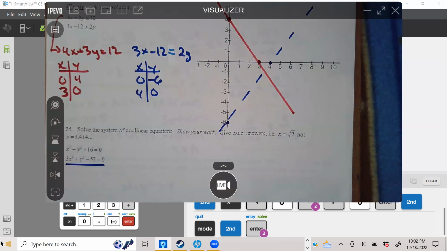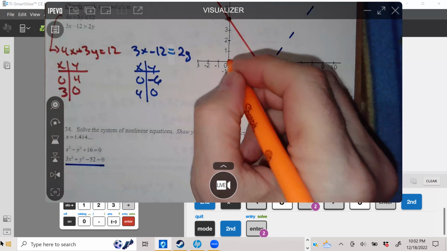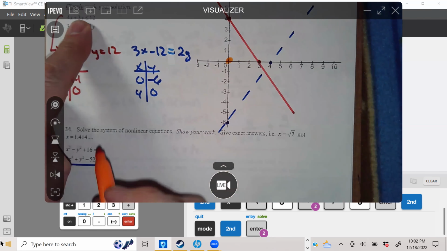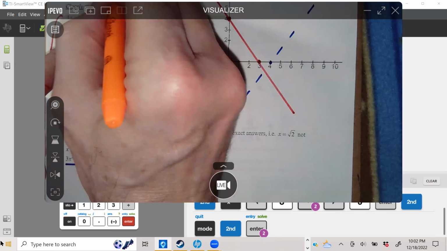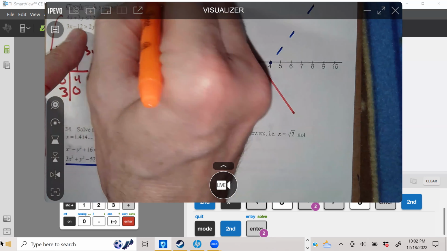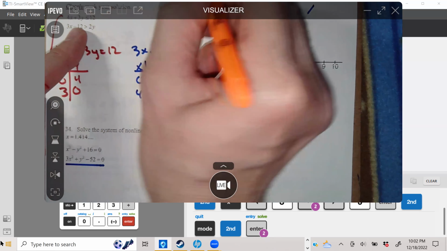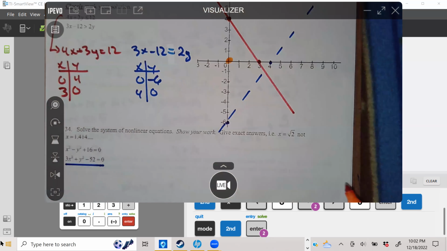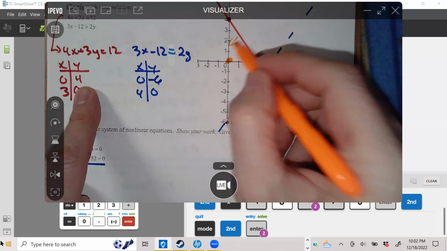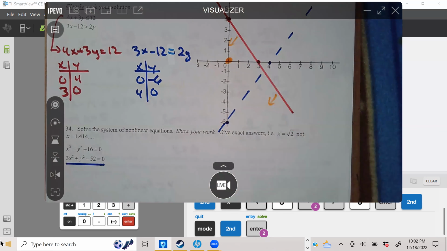Now I get to test points. 0, 0 is my favorite test point. Let's test that in here first. Is 4 times 0 plus 3 times 0 less than or equal to 12? Yeah, that's true. So I'm testing that in the red line. That means I would shade below here like that.